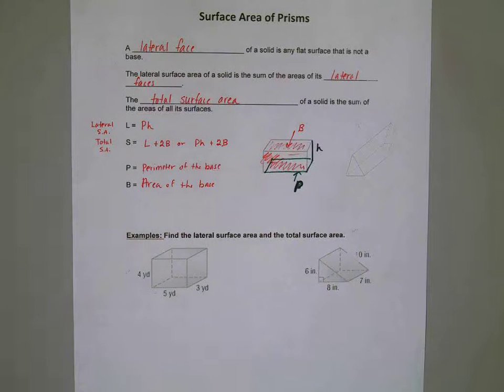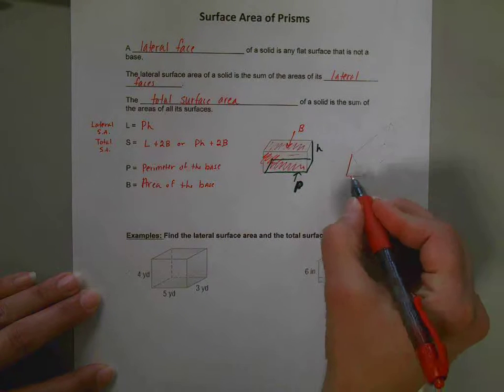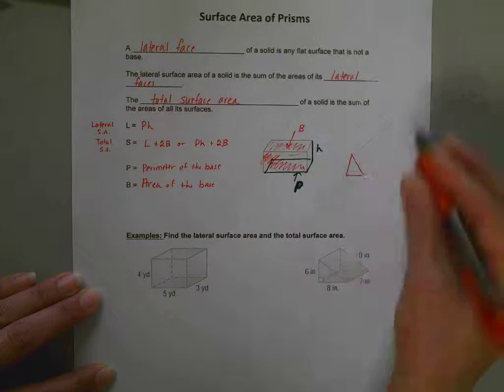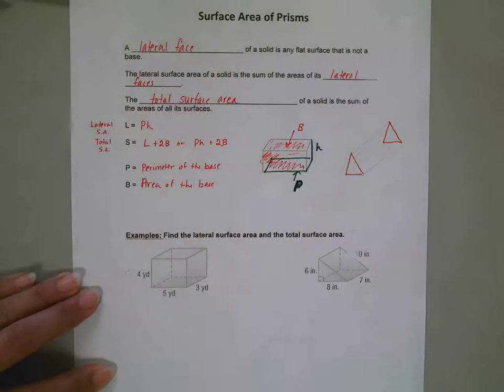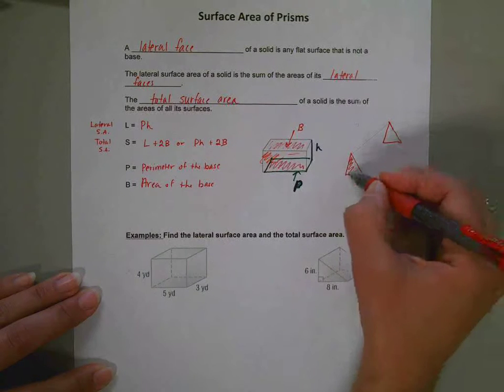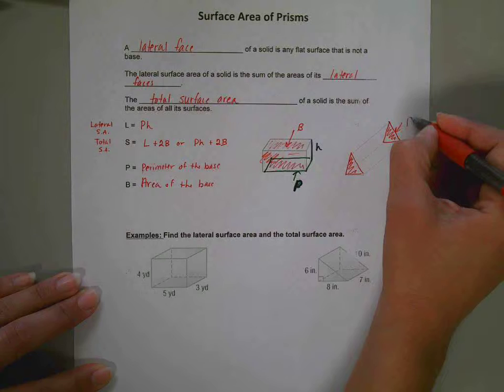In a triangular prism, our base is a triangle. Always the triangle. Because these are the two parallel congruent bases. So those are our bases, and that's the area of our base. So that would be our big B.